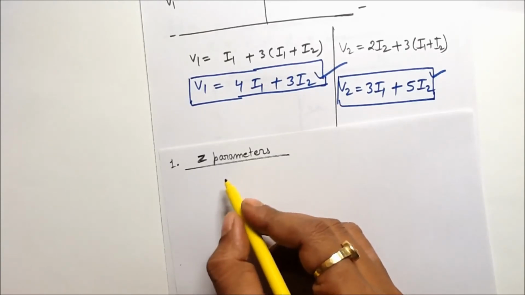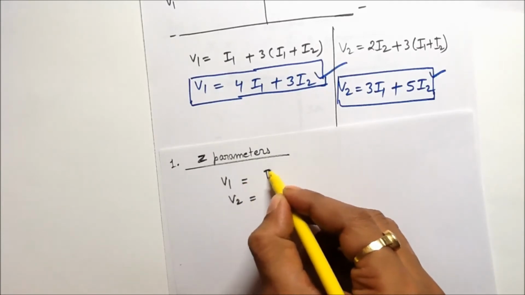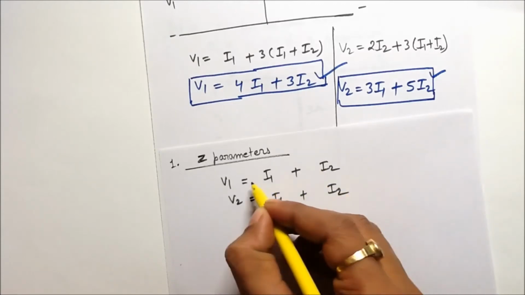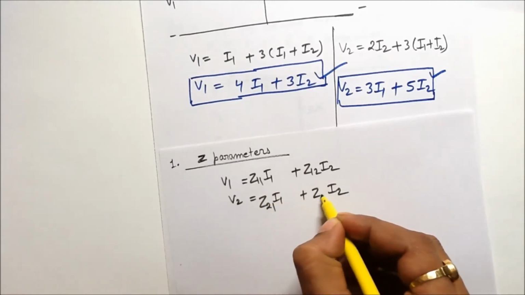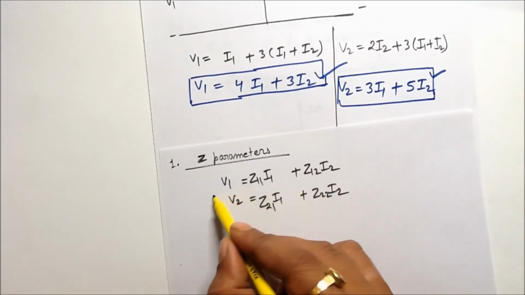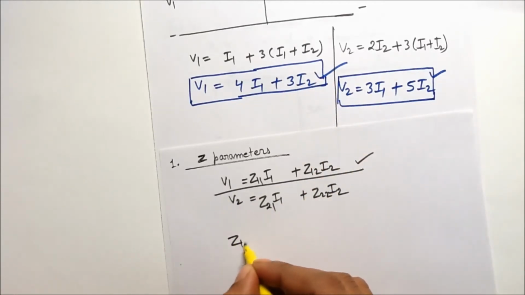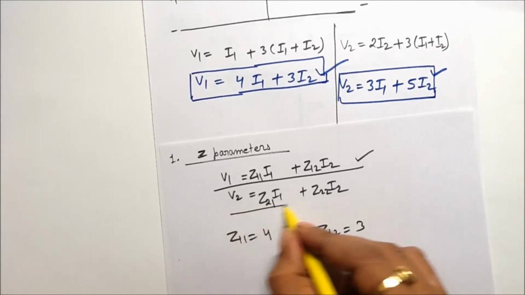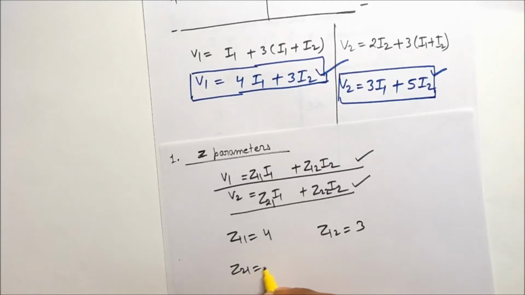The equations related with the Z parameters are V1, V2 as a function of I1, I2. It will be Z11, Z12, Z21 and Z22. If you compare this equation with the first equation, you will get Z11 equals 4, Z12 equals 3. If you compare this equation with this equation, you will get Z21 equals 3 and Z22 equals 5.